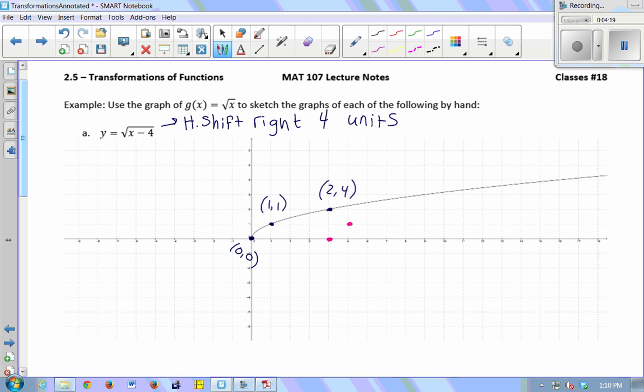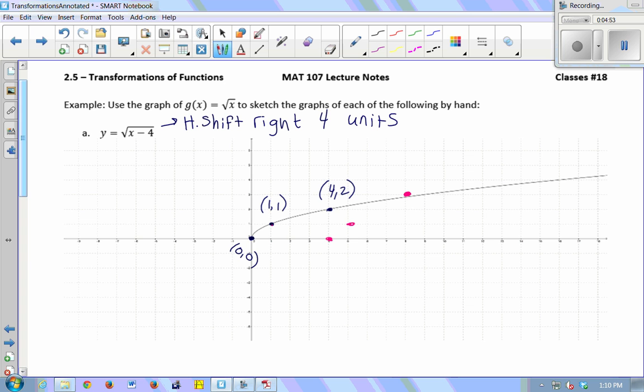Oops, that's 4, 2. That was stupid. Hold on. That's the point 4, 2. Okay, and then start again. Okay, 0, 0 goes to 4, 0. 1, 1 goes to 5, 1. 4, 2 is going to go to 8, 2, right? Add 4 to the x coordinate. So that's 1, 2, 3, 4, 5, 6, 7, 8, 2. There we go. And then I can sketch my graph.